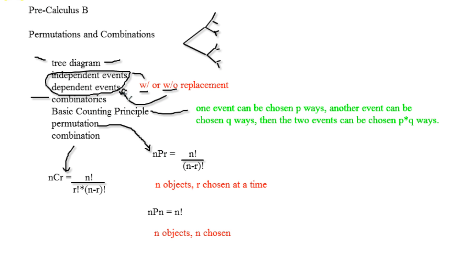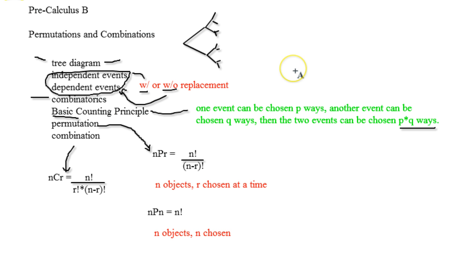All right, now let's take a look first at the basic counting principle. It is basically saying one event can be chosen P ways, another event can be chosen Q ways, then the two events can be chosen P times Q ways. I have also referred to this as the fundamental counting principle. It doesn't matter which one you think it is, it's just as is.